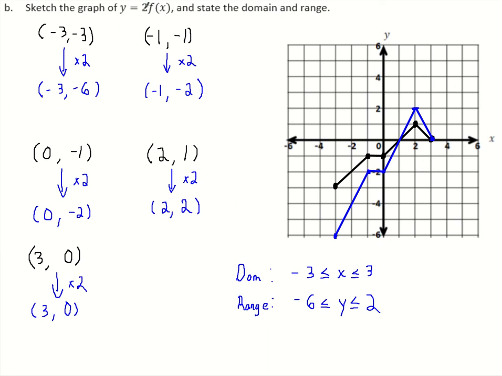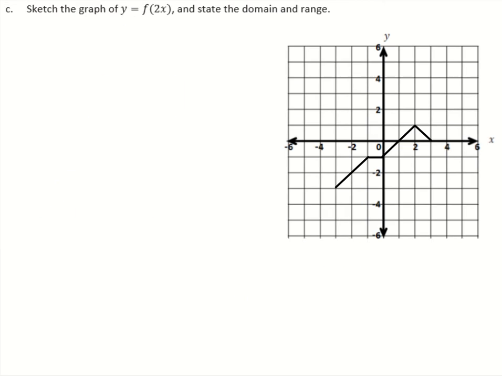Okay, so that's what happened when you had 2 on the outside. What happens, however, when, for part C over here, we have 2 on the inside? Well, lucky for us, we already know what all of our points were. So let's replace all of the points here.